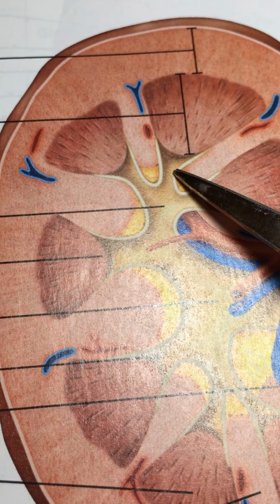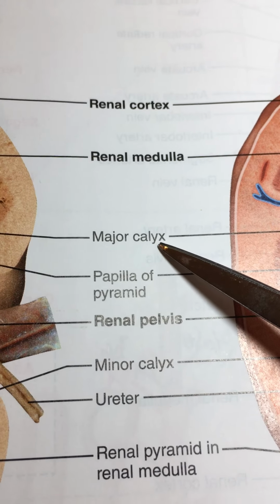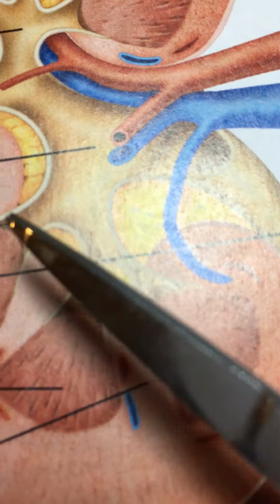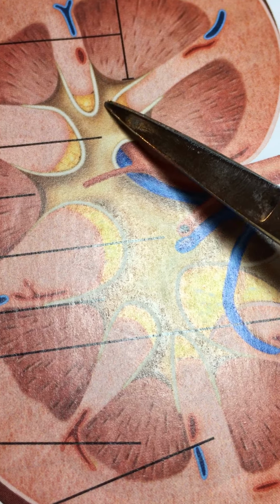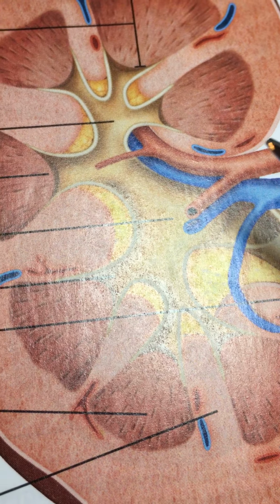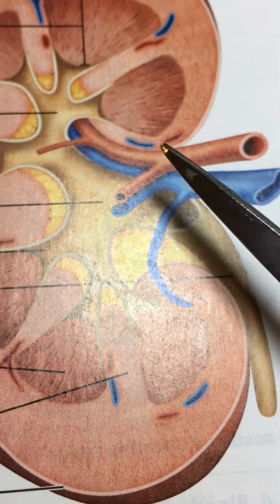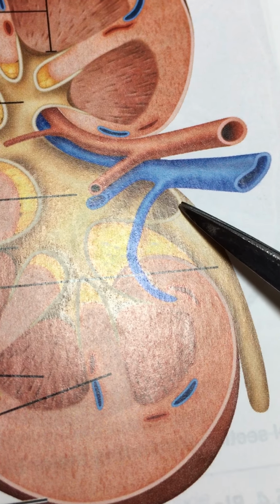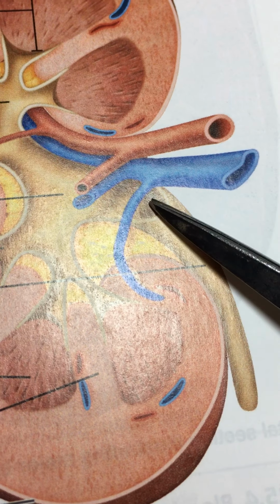Here we have minor calyces leading to a major calyx. Right? Minor calyces are these little small openings right here, and they're actually the first to collect the filtrate, and then the filtrate flows together into the major calyces. The major calyx comes over this way, and we get to the pelvis of the kidney. Anyways, we have our ureter here, and there's going to be the outflow here of filtrate.